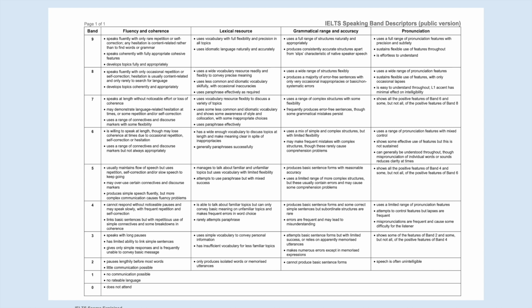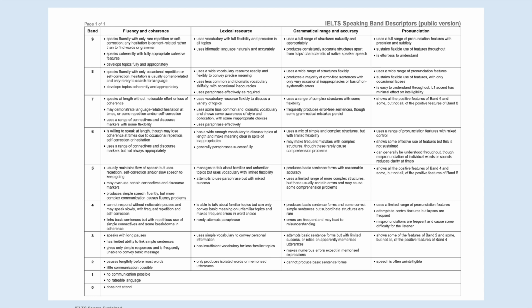This is the actual document examiners will use. For example, a band 8 score in lexical resource uses a wide vocabulary resource readily and flexibly to convey precise meaning. Uses less common and idiomatic vocabulary skillfully with occasional inaccuracies. My IELTS lessons are helping you to maximize your score in the test, but you still need to actually learn the language. There is no getting away from actually learning the language.